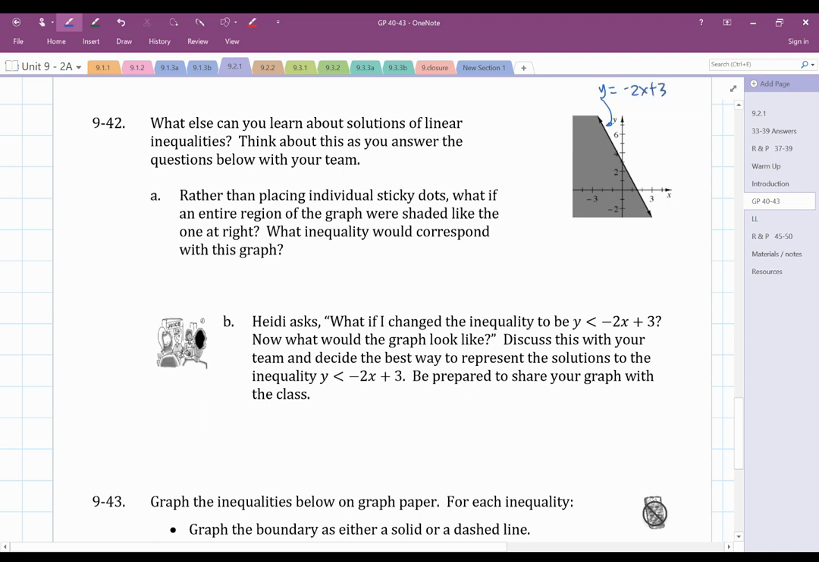Now, we know that the graph earlier was y is greater than or equal to negative 2x plus 3. Now, Ariana wrote y is less than. Why do you think it's less than? The line is negative 2x plus 3. Okay, it should be, you're missing your x and you have too much of 3.